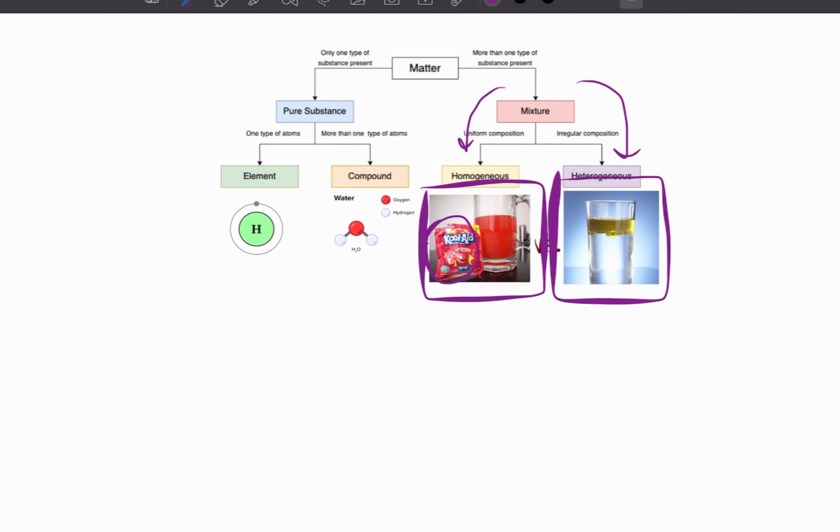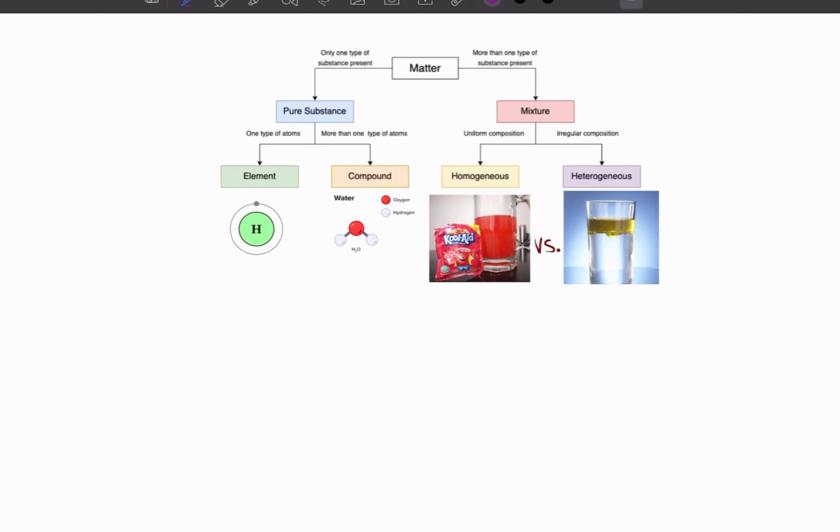And we can remember this by these words here: homo meaning same, and hetero meaning different. Hetero, they separate, right? Homo means one. They are able to mix together and create a uniform composition. As for heterogeneous, it creates an irregular composition, okay?